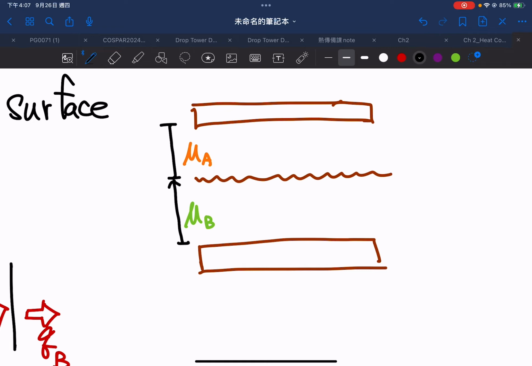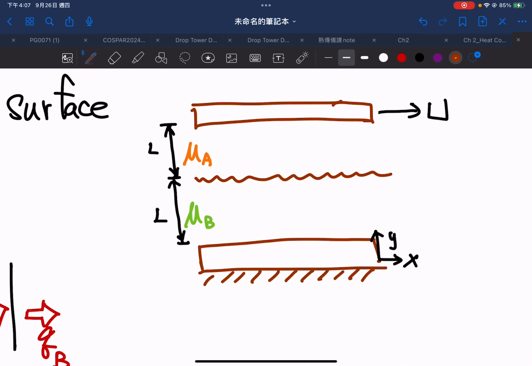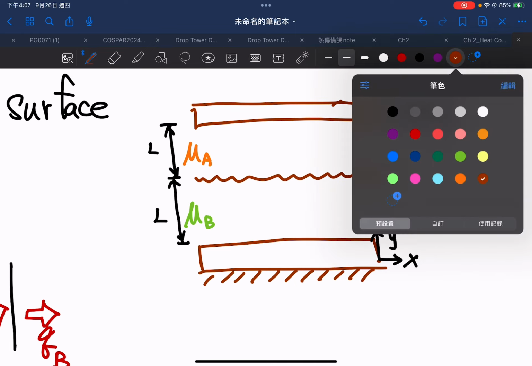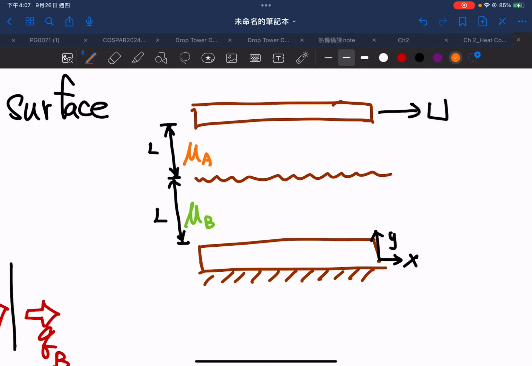The thickness of the liquid is the same, so it's L and L. This is the X direction, this is the Y direction. Because it's Couette flow, we are going to drag the platform from left to right, and the bottom one will be fixed without moving. Now we want to draw the velocity profile. It will look like this.